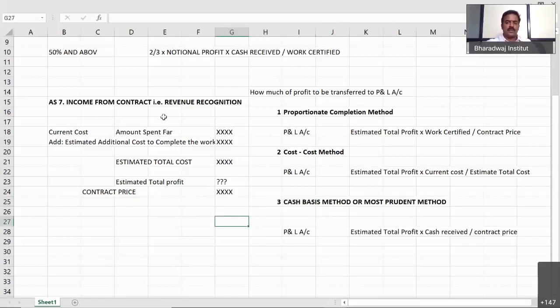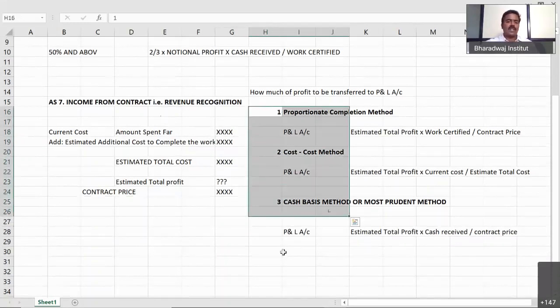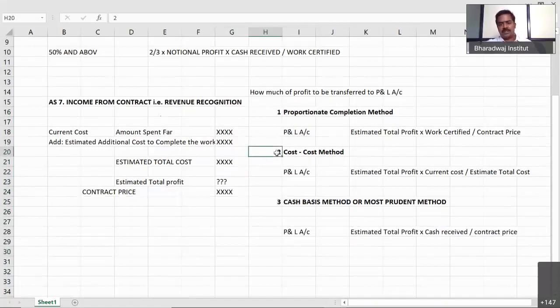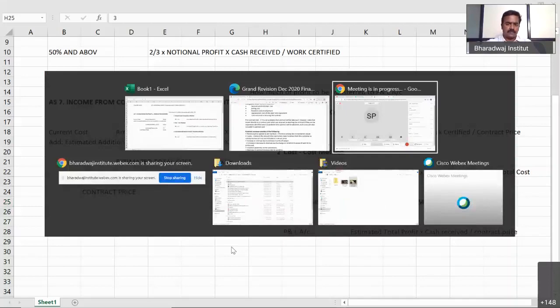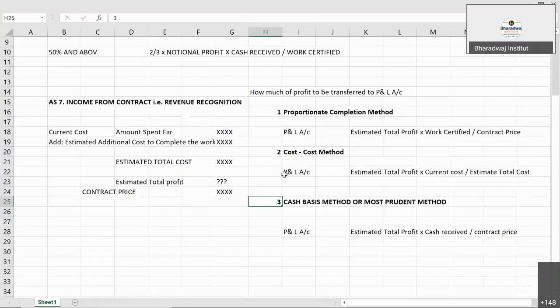Okay, so now I request you to copy this. Based on this, a question can be asked with 3 answers. Under the proportionate completion method, cost to cost method, and cash basis method, a problem can be tested from this area, for about 5 or 6 marks in the exam. So it's one of the good accounting standards that can be tested, according to me, because this tests both your financial accounting knowledge as well as your cost accounting knowledge. If there is a doubt, please ask me. You can unmute and ask also.